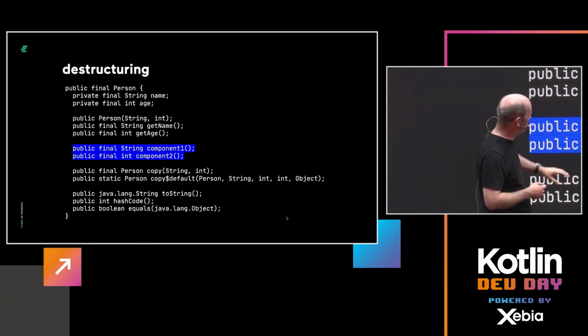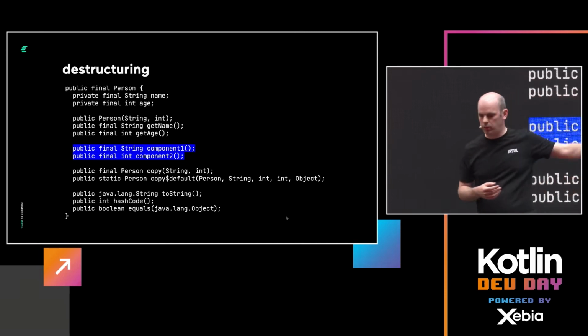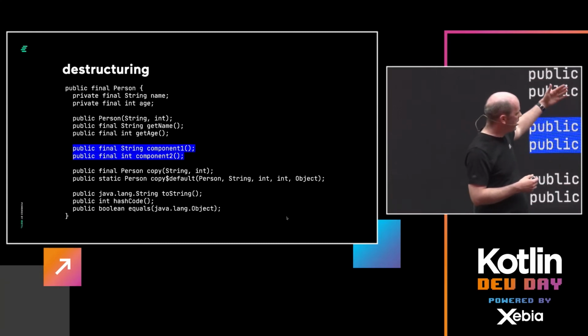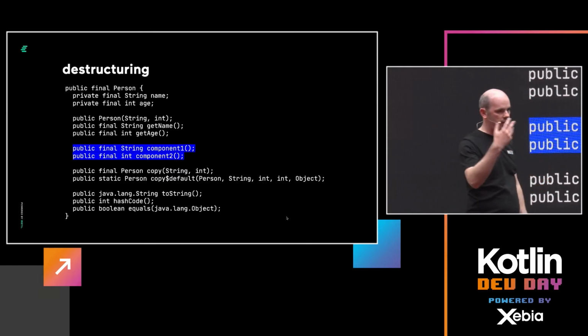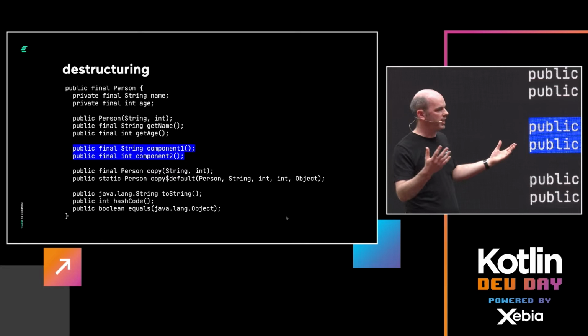the data class creates these component1, component2, component3, component4 methods for us automatically. We can create these ourselves in our own classes if we want. And just by using these, the order of declaration allows us then to destructure the object. So once again, Kotlin doing magic on our behalf.